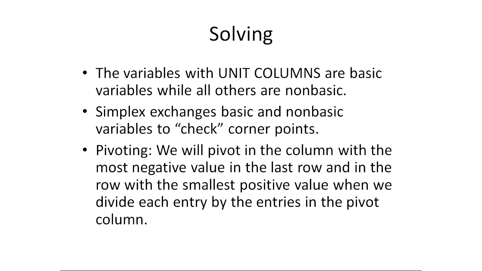but each one is actually a corner point. You're actually moving around the feasible region checking corner points. And so what we do is we pivot. That's how we pull that off. The steps to pivot is a little strange. We pick the column with the most negative value in the objective function, that last row, and then we check ratios and we pick the one with the smallest.